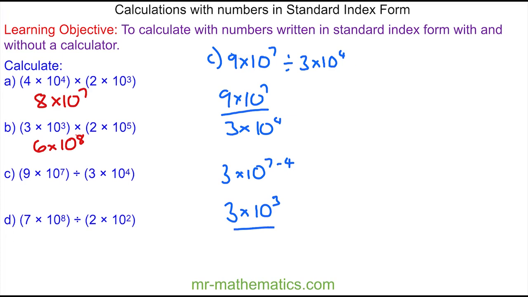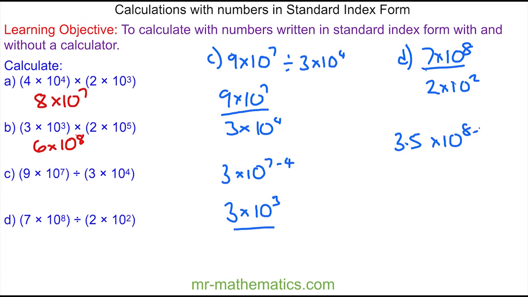And for question D, 7 times 10 to the 8 divided by 2 times 10 to the 2. Well, the 7 divided by 2 is 3.5. And 10 to the 8 divided by 10 to the 2 is 10 to the power of 8 take away the 2, so 3.5 times 10 to the power of 6.